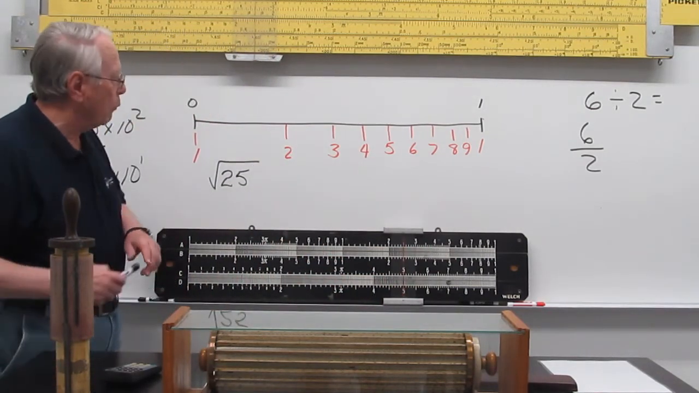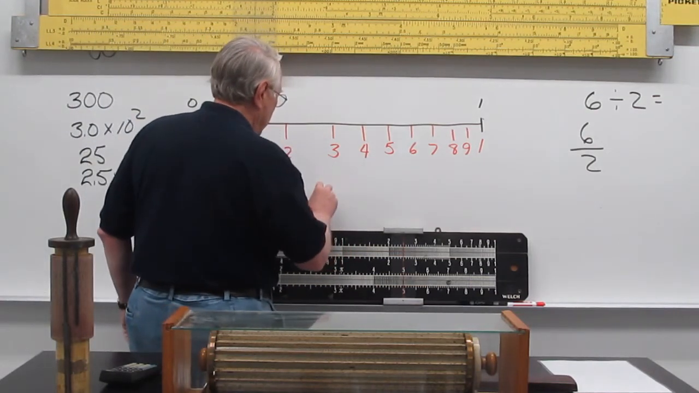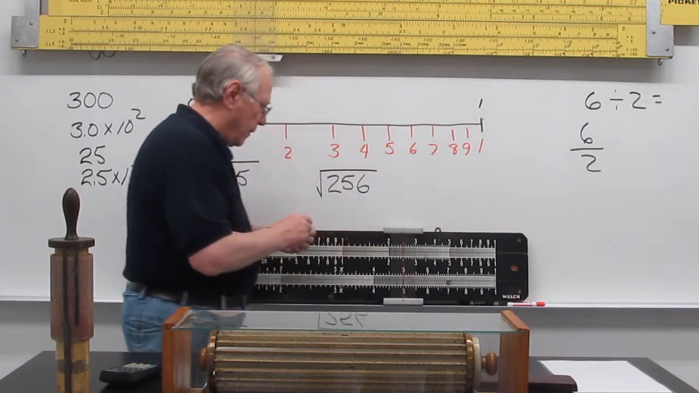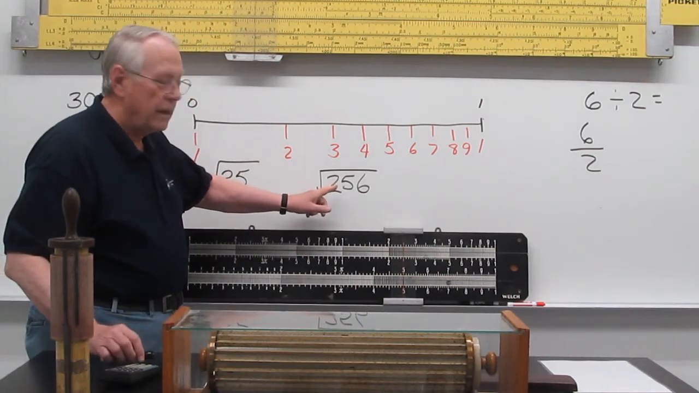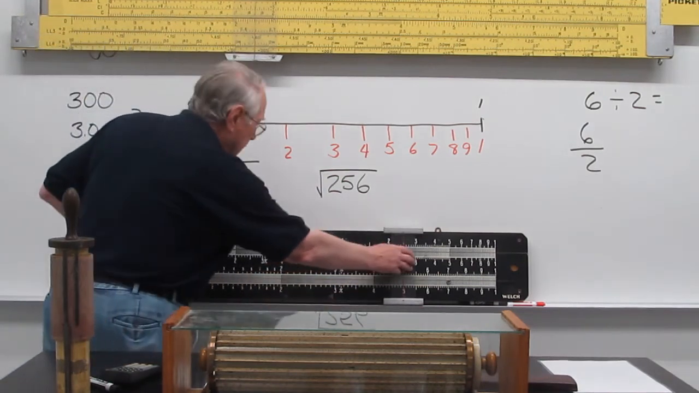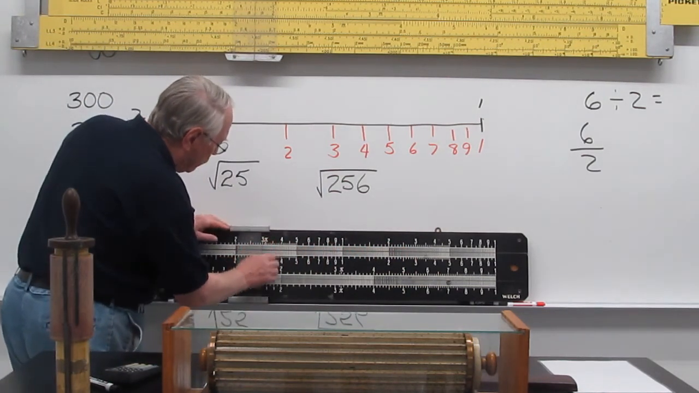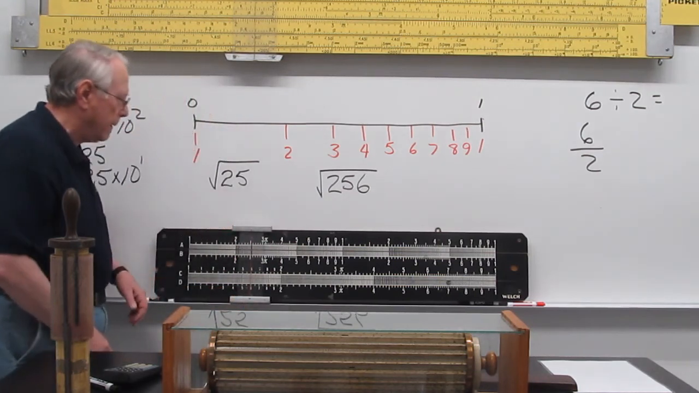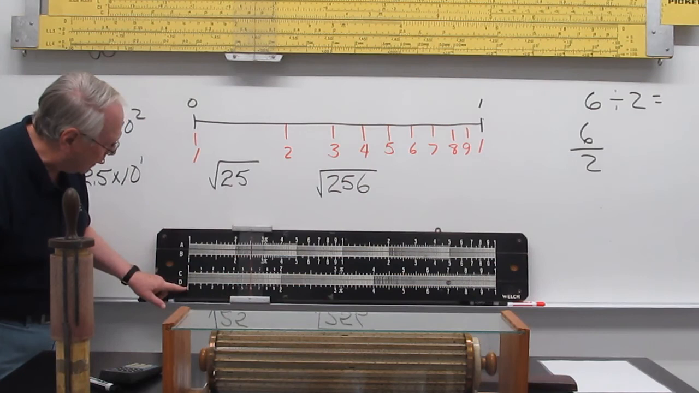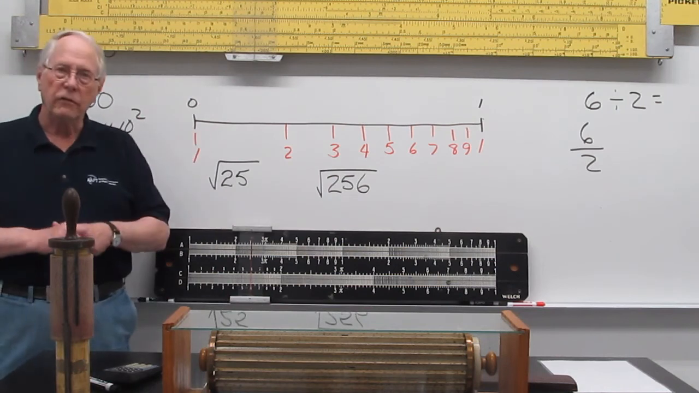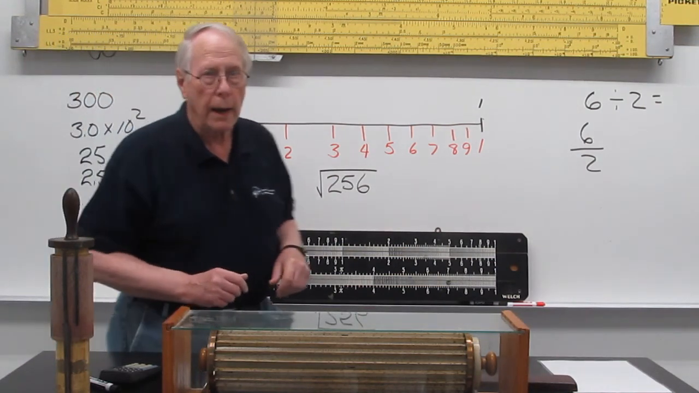If we want the square root of 256, that would be 2.56 times 10 to the second. So that means we're going to have to use this side. 2.56, here's 2.5, and about 2.56. And our answer is going to be down here. It's going to be 1.6. Oh, it's going to be 16. We have to keep track of those decimal points.